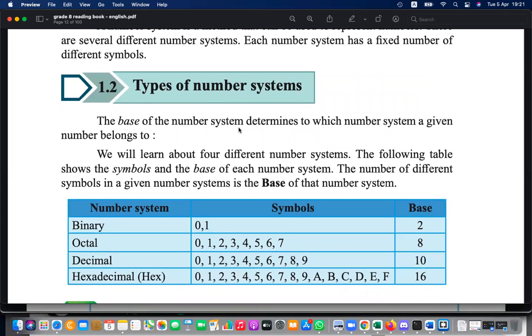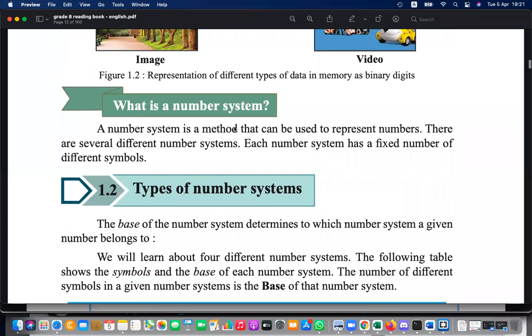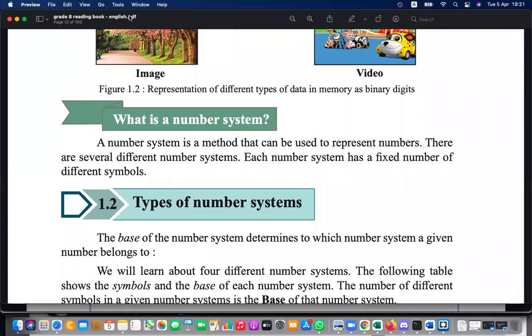Okay, under the number systems, we have 4 kinds of number systems: binary, octal, hexadecimal, and decimal. We learn about 4 kinds of number systems. The first number system is binary, the second is octal, the third is hexadecimal, and then decimal. Those are the 4 number systems that we learn.